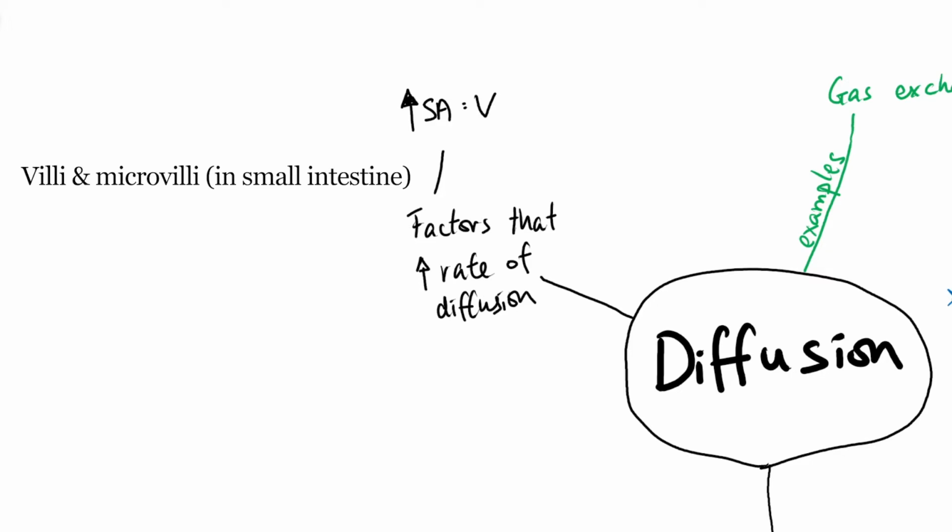Small intestines would have villi on them. Again, it's about increasing the surface area, allowing for faster diffusion or faster chemical movement. The lungs have lots and lots of alveoli, which increases surface area to volume ratio, allowing for faster diffusion of oxygen into the bloodstream and a faster rate of carbon dioxide diffusing out of the bloodstream. So actually, surface area to volume ratio is a common theme in exchange surfaces.